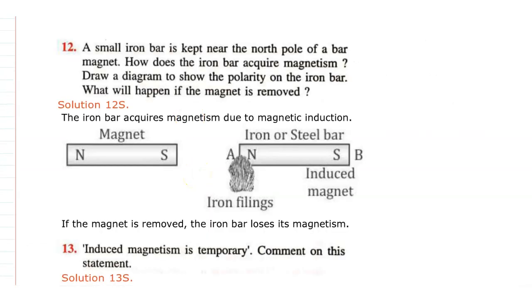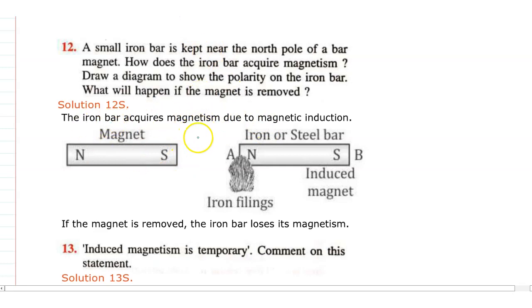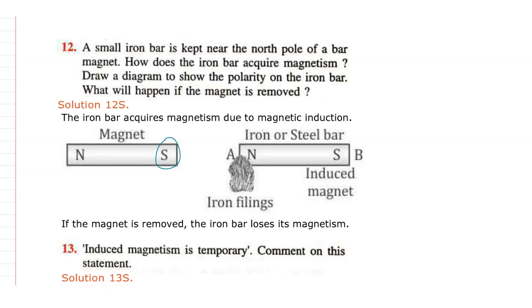Next question. A small iron bar is kept near the north pole of a bar magnet. So there is an iron or steel bar and there is a bar magnet, you can see in the solution. Now, how does the iron bar acquire magnetism? Due to induction. Draw a diagram to show the polarity of the iron bar. There is a diagram given: a south pole near the north pole of the bar magnet, and a north pole near the south pole of the bar magnet. This is the diagram.